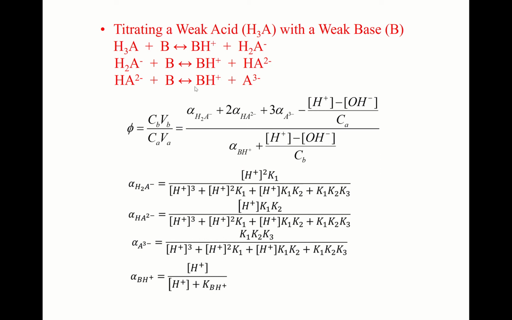And this is a very general case of titrating a triprotic weak acid with a weak base. In this case, the acid dissociates in 3 steps. Phi is given by this one, and I recommend you derive this equation. It's not easy to derive, but if you look at the textbook, you may have an idea of how to derive it. This one is rather complicated, but that's okay.